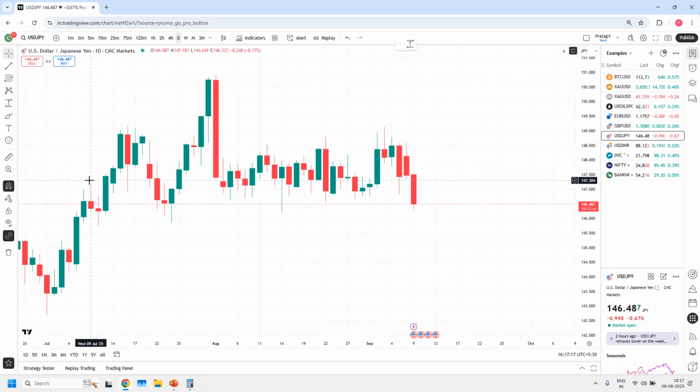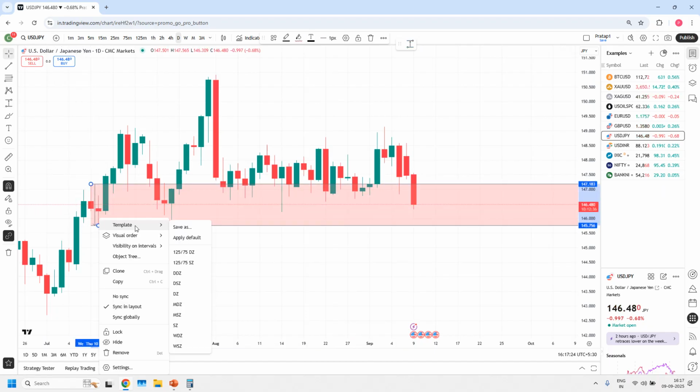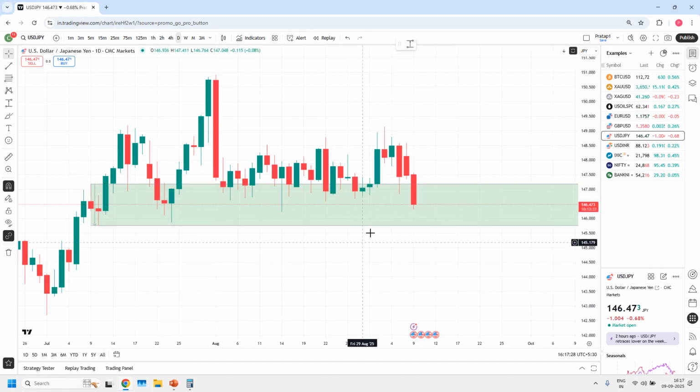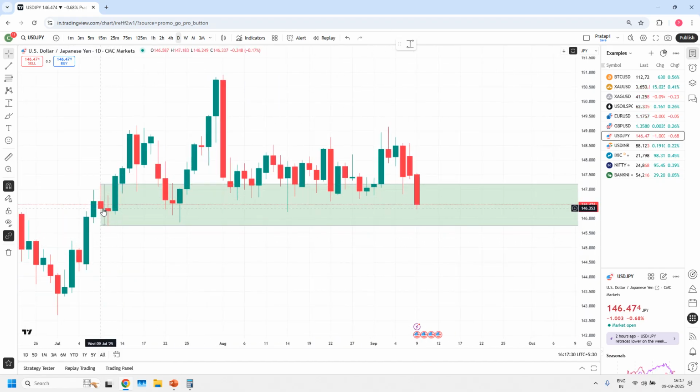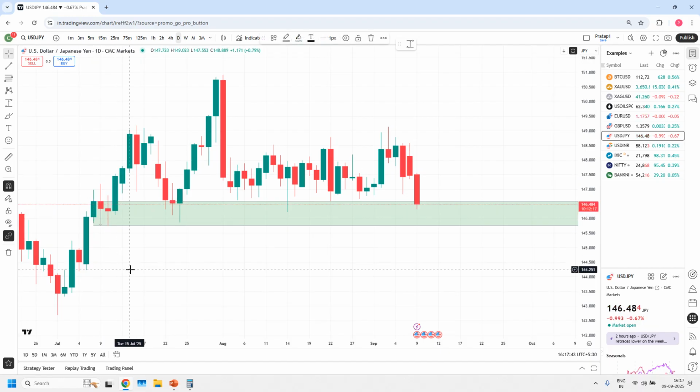Let me draw a demand zone here. Demand zone, green color. So this is the demand zone. This is a type 1 proximal. See, risk is very high. Now go to type 2 proximal. See here. How risk is reduced now?